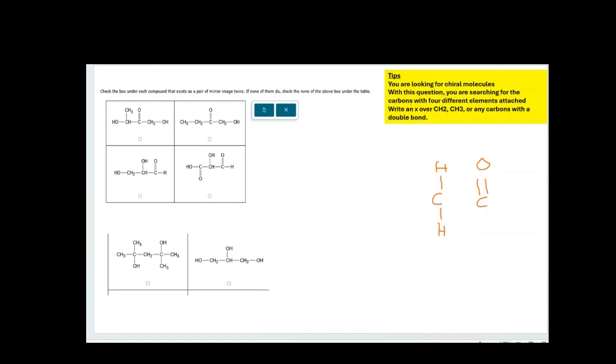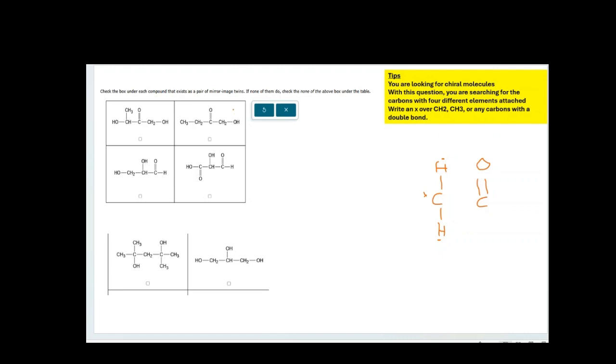And then the pro tip for this one is, as you look overall through the structure, you're going to write an X over CH2, CH3, or any carbons with a double bond. The reason being, say we had this carbon that I put the X near here: it has a hydrogen on this side and a hydrogen right here, so it can't be chiral or have four different groups, because you have two of the same hydrogens attached to this carbon. And then the other carbon that's double bonded here to the oxygen, because it's double bonded, that means it can only form two more bonds and it can't equal four, which is why we'll eliminate it.